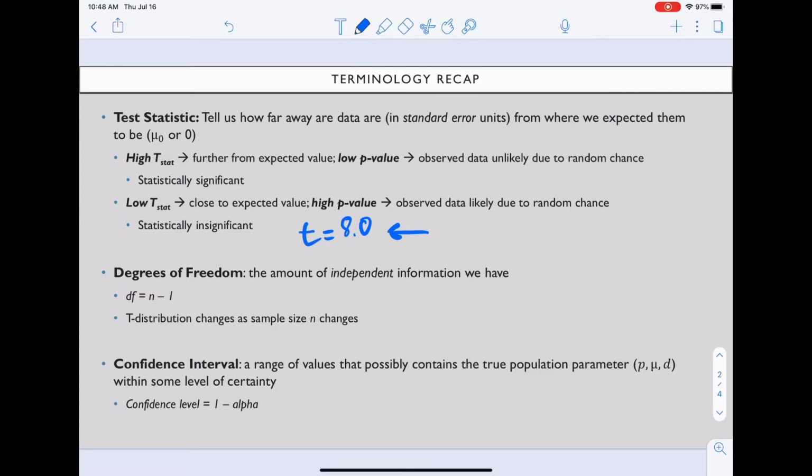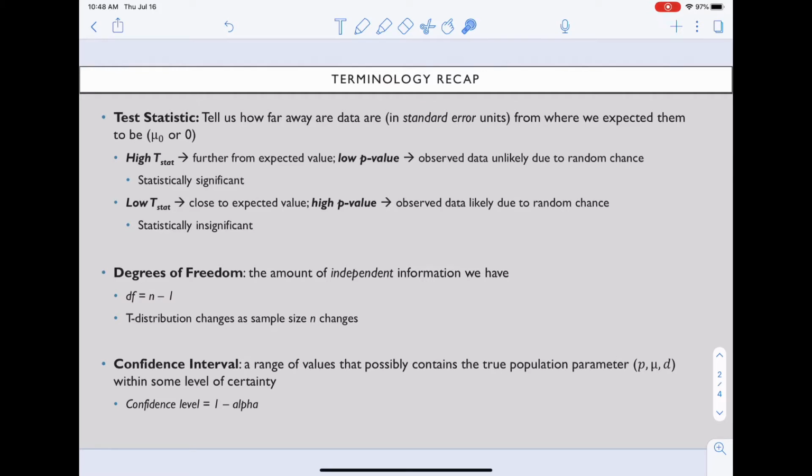Further or farther? Oh boy. Whatever, you get it. We are 8 standard error units away from our expected value, that far away from where we expected our data to be. And this is all tying back to the central limit theorem. And if that's totally over your head, that's totally fine. But the idea here is that this just tells us how far away we were from the expected spot.